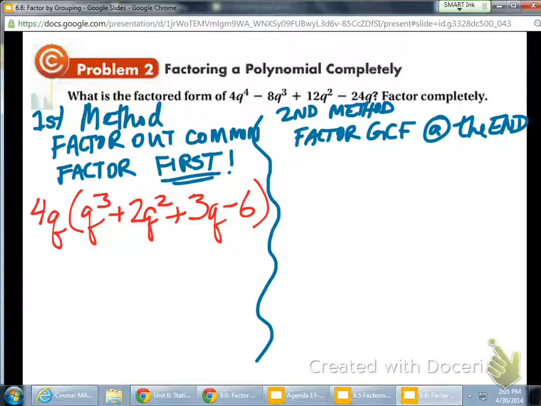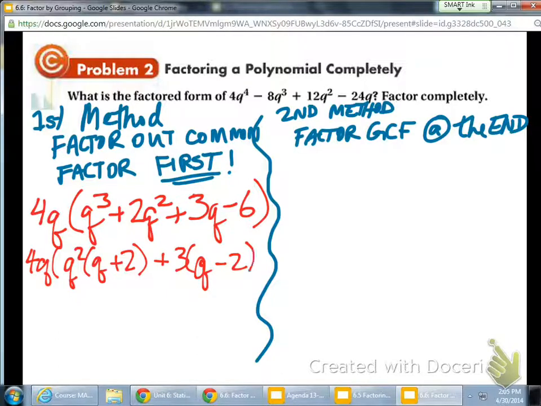And then I can group what's left over here, right? Then I could just remember that there's going to be 4q, and then over there it would be q squared, and then what was left inside was q plus 2, is that right? And over here would be 3, and then what would be inside would be q minus 2. Did I screw up? I messed up the sign, didn't I? This is a minus. Sweet.